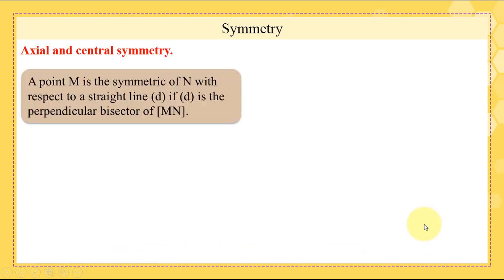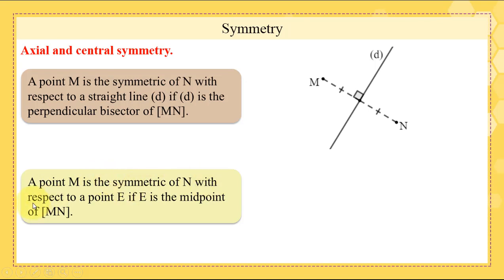Let's recall axial and central symmetry. A point M is the symmetric of N with respect to a line D if the line D is the perpendicular bisector of MN. This is axial symmetry with respect to a line. A point N is the symmetric of M with respect to a point E if E is the midpoint of MN. This is central symmetry, or symmetry with respect to a point.